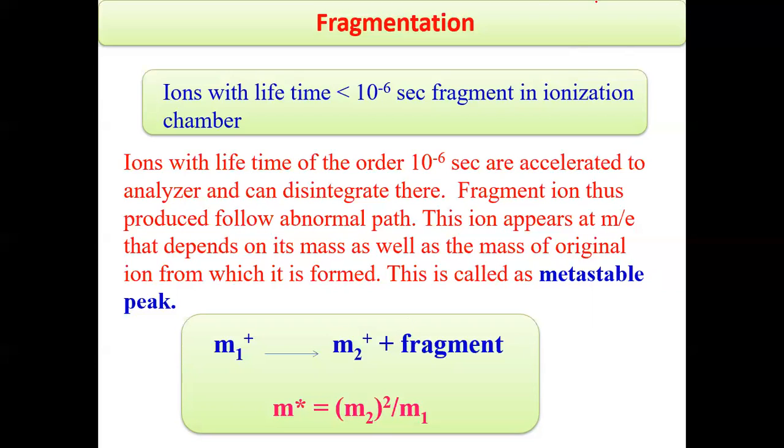For example, this is M1, the molecular ion. Let us consider that this is the first fragment, and it disintegrates into another fragment which has a lifetime of approximately 10 raised to minus 6 second. Then a new ion or peak is recorded at an m by e value called m star, which is equal to m2 square upon m1. Such peaks are called metastable peaks.